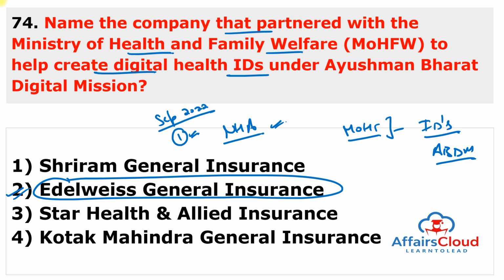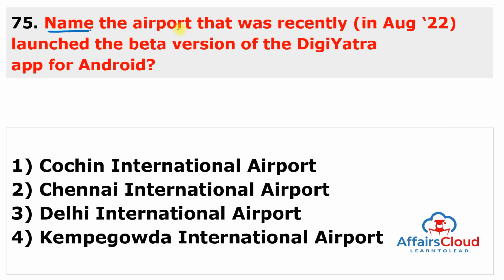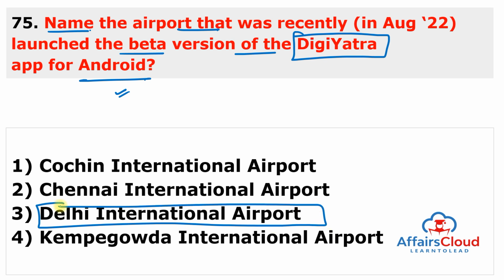Moving to the next question. Name the airport that recently launched the beta version of the Digi Yatra application for Android users. And this airport is Delhi International Airport. So the answer of this question is 3. So Delhi International Airport Limited launched the beta version of the Digi Yatra application for Android users, and Delhi International Airport is among the first few airports to introduce this system in India. And it installed the facility at Terminal 3 of Delhi Airport and conducted its trials.